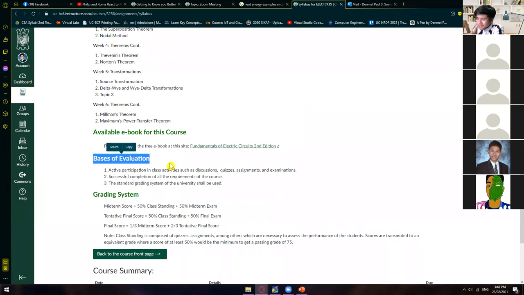Anyway, so for the last one, which is the basis of evaluation, you guys already know this one. This is already part of your life in the UCs, of course. Active participation is very important, especially nowadays. I know that you guys are there, but in some cases or in most cases, you guys are not really listening at all. So yes, you were here physically via connection to the Zoom meeting, but I don't really know if you guys are really listening or if you are really into the discussion part.